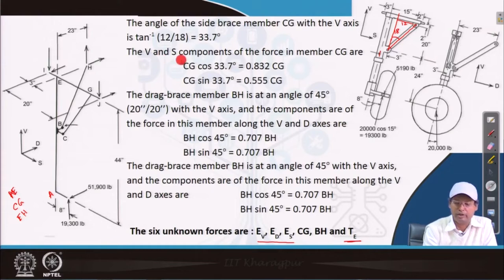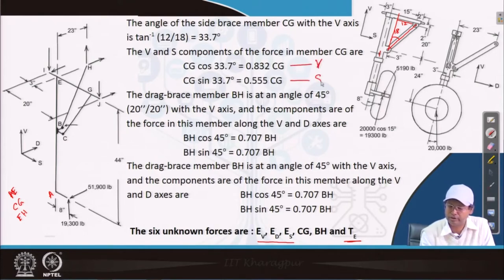The V and S components of the force in member CG are CG cos 33.7 degree, it comes 832 of CG, and CG the other component, that is S component, this is V component, and this is S component.